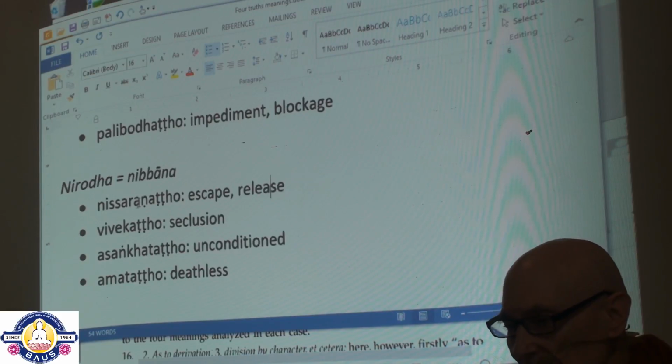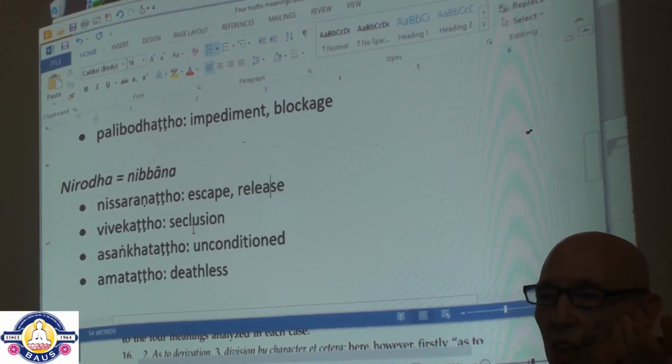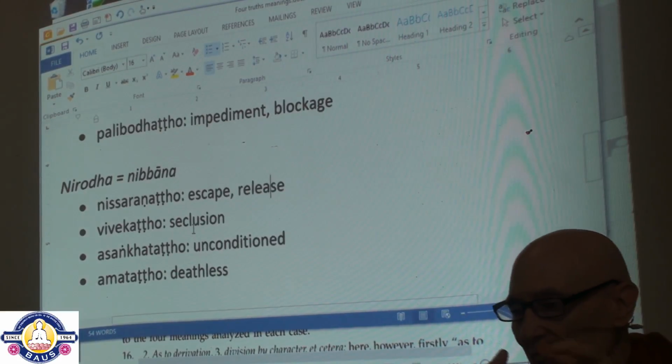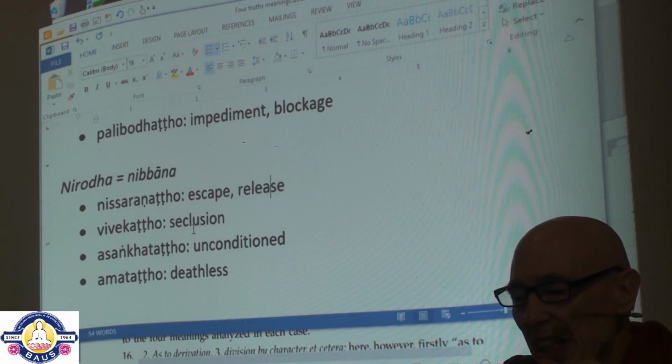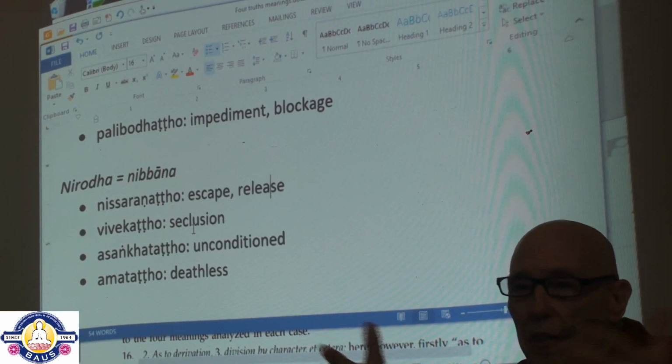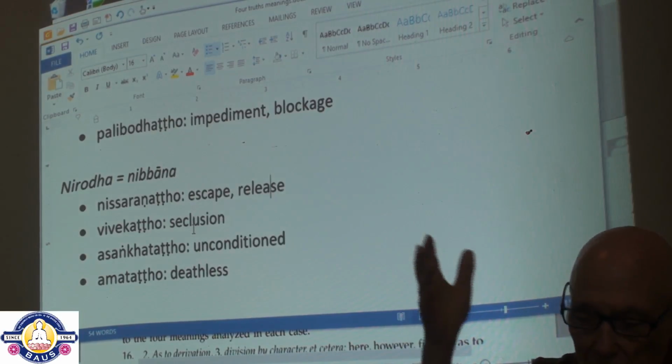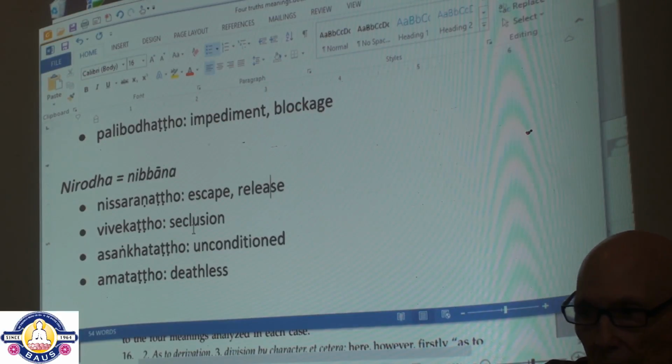Another implication is viveka. Viveka means seclusion. So you could say that the cessation of suffering is secluded from all suffering. It's sort of separated from suffering.